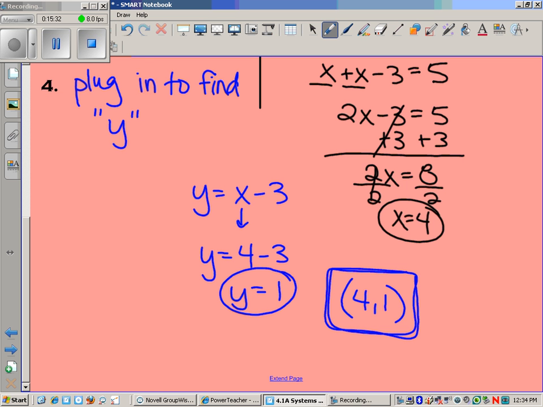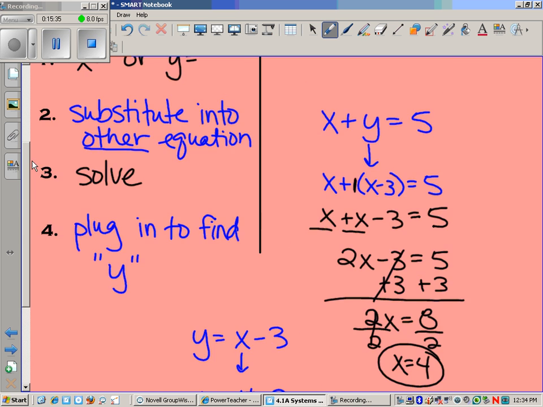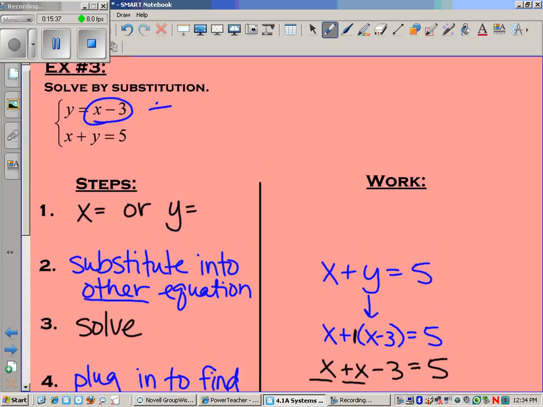4, 1. Again, you could double check that that answer is right by plugging it back in. You could plug it into your two originals, making sure that it works for both of them, to see if those numbers work for both equations.